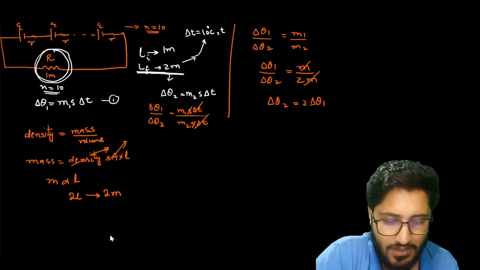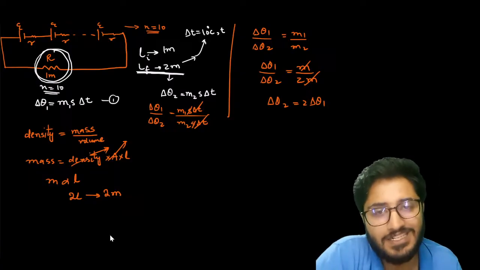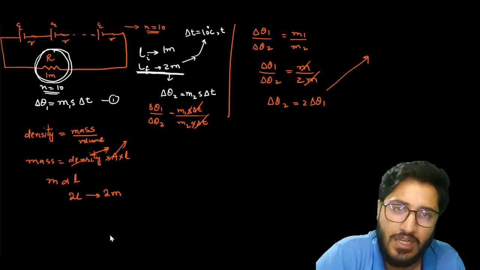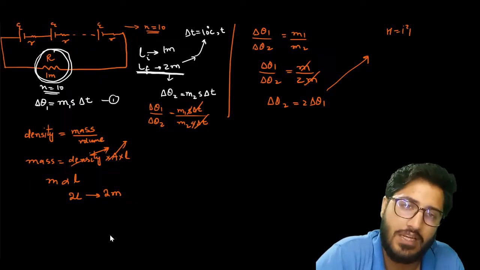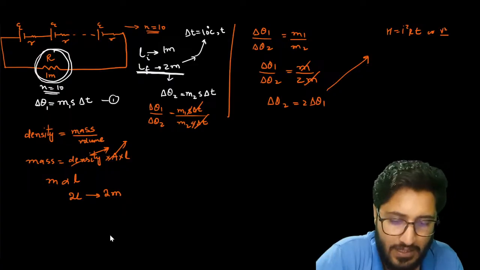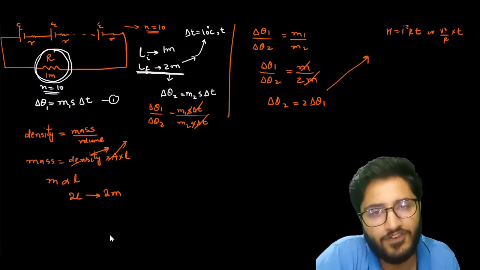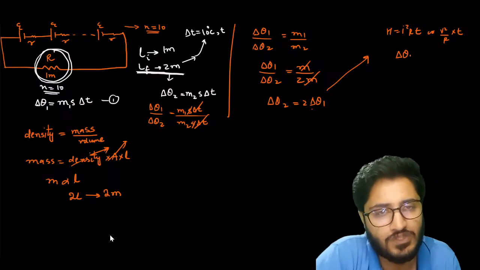Okay, now what is delta theta, sir? It is heat, energy, no? And what is the formula of energy? Do you know it? Sir, energy equals I square into R into T, or you can write V square divided by R into T. You can write like this. Okay. For the first one, delta theta for the first one, you will write what?